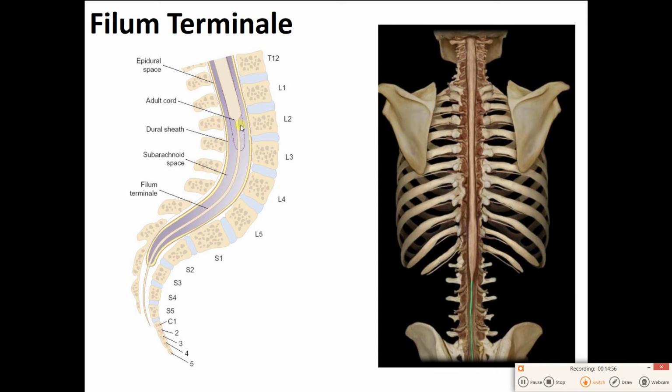Okay. From the conus medullaris, there is this strand of pia mater that extends all the way down to the posterior coccyx. We see it highlighted in green here, and that is called the filum terminale. Oh, by the way, check out how nicely you can see the lumbar enlargement and the cervical enlargement in this particular rendering.